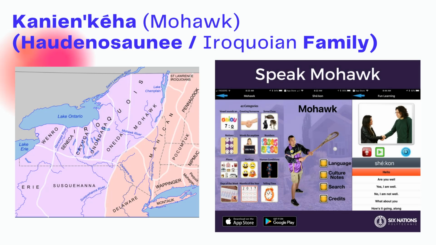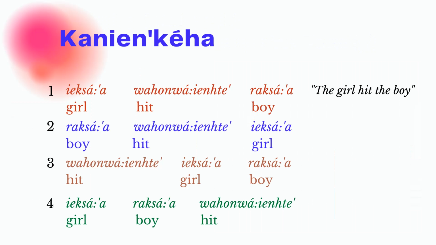Kanien'keha is a Haudenosaunee language spoken in the northeastern United States. The word order in Kanien'keha is actually quite free, as demonstrated by this example. Notice that all these examples, regardless of the word order, have the same meaning, although there might be slight nuances which distinguish them according to the context.